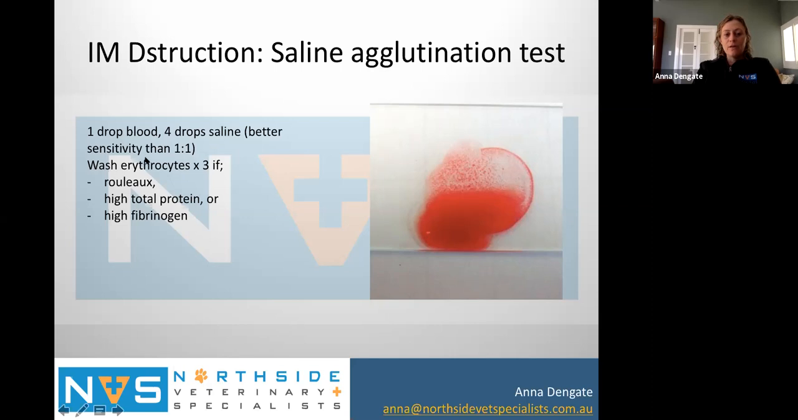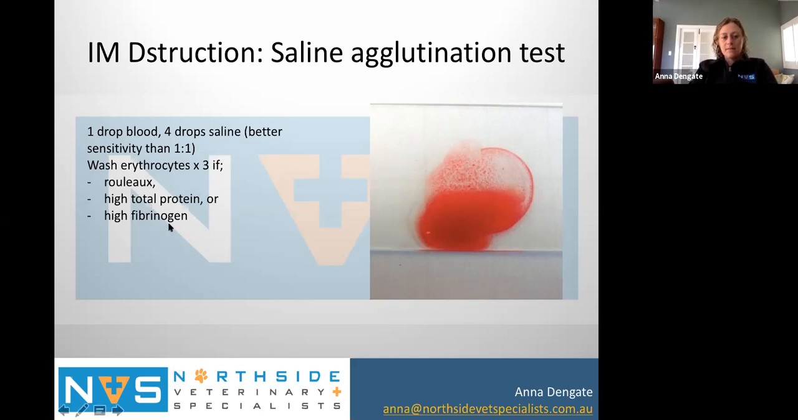If you look down the right, so you want to look at the slide like this, and this is what we call macroscopic agglutination. So you can see chunks in there. If you can't see those chunks, you should always look under a microscope and look for clumps of red cells that might be microscopic, even in a kind of pretty smooth looking sample macroscopically.